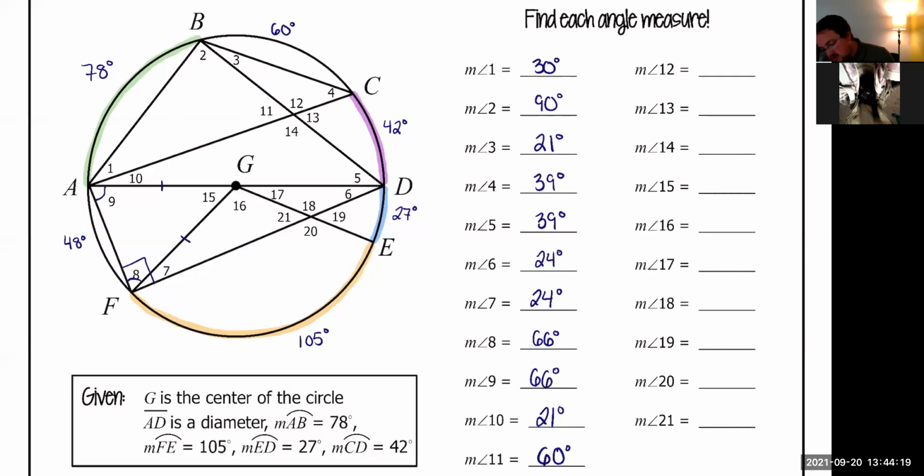From there, we jump over to angle 12. Now, if you look at this, angles 11 and 12 are a linear pair, which means 11 and 12 added together should equal 180. Linear pairs are supplementary. 11 is 60 degrees. If you take that out of 180, angle 12 will be 120 degrees.